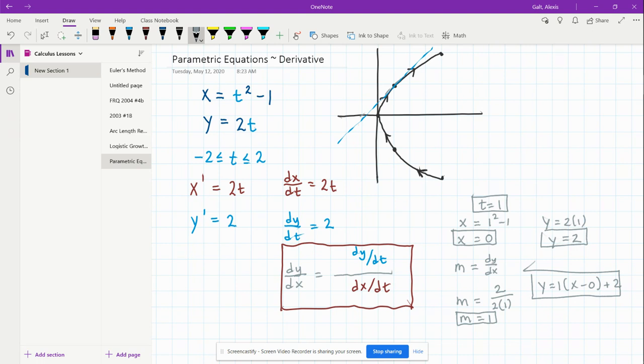So that's the first big idea of parametrics. It's a little bit more complicated to find the slope. You have to take the dy/dt divided by dx/dt to find the slope of a parametric path. But you can also talk about velocity in the x direction and velocity in the y direction.